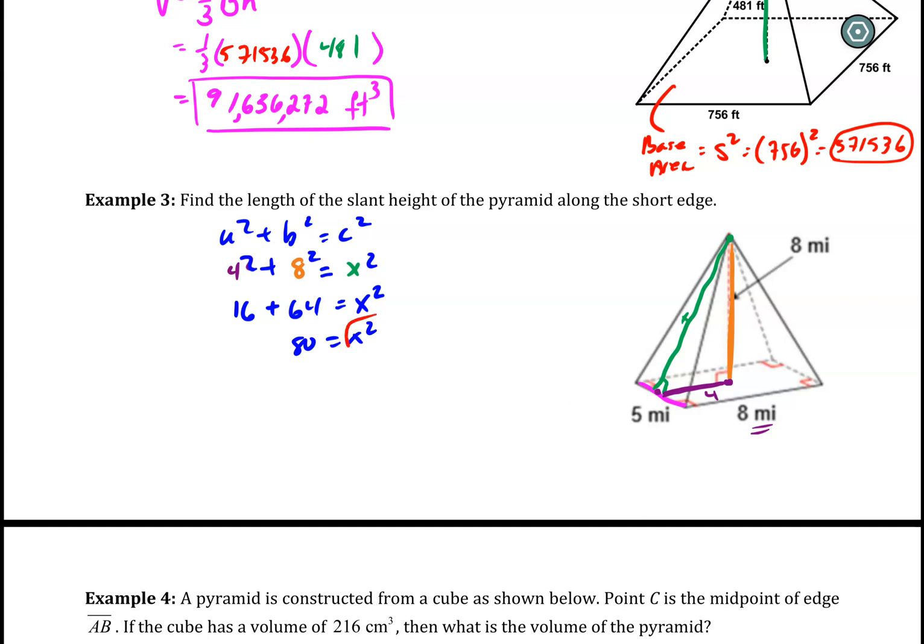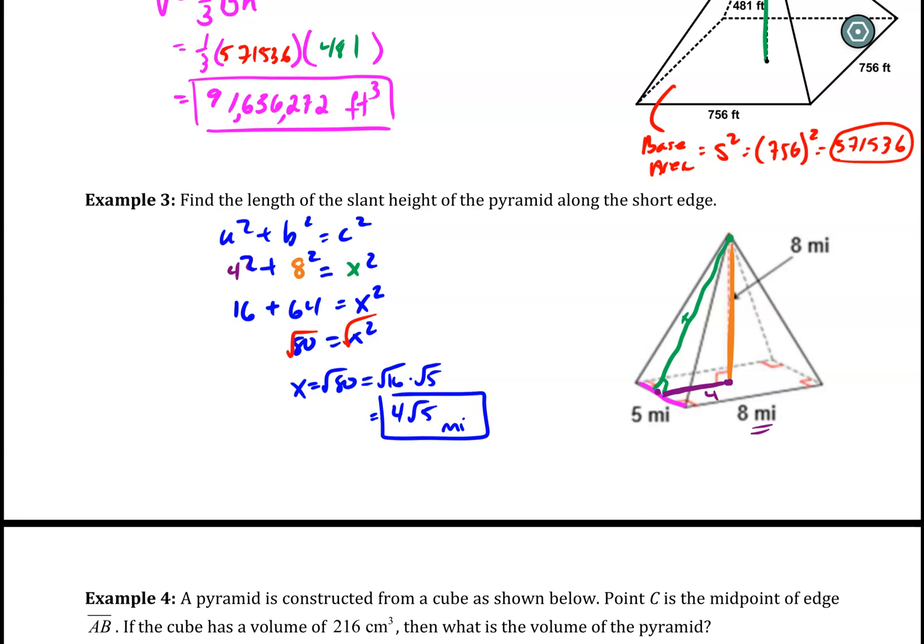If I take the square root of both sides, I get x is equal to the square root of 80. Not a perfect square, but I can simplify that. That would be radical 16 times radical 5, and 16 is a perfect square, so I get 4 rad 5. Again, it did not ask me to round here, so I would leave it in this format. Our unit of measure here is miles, so it's 4 rad 5 miles.